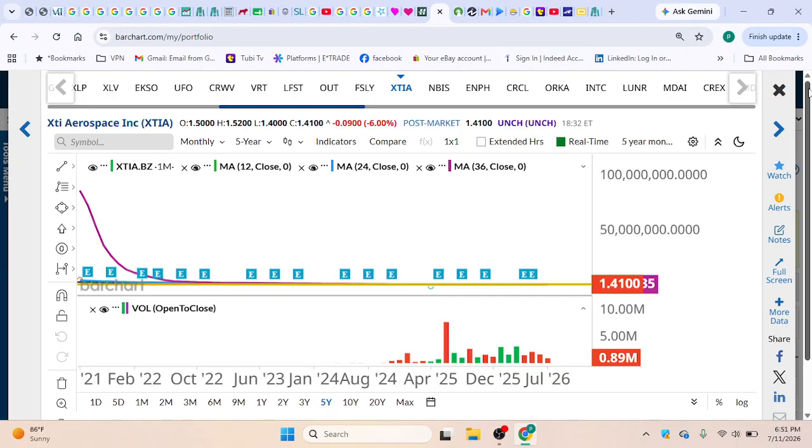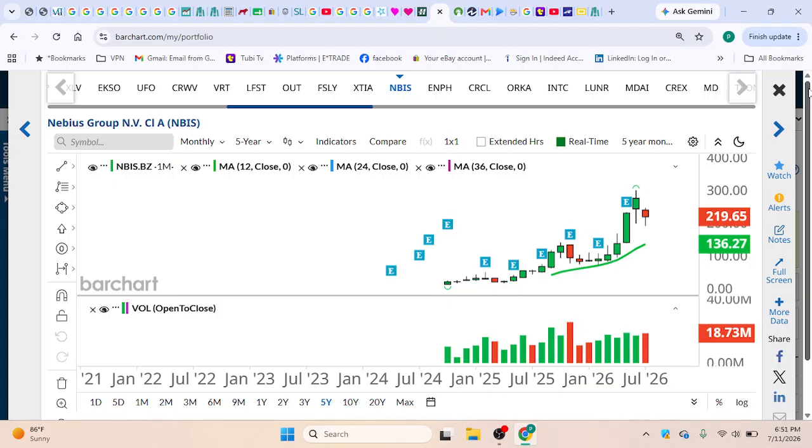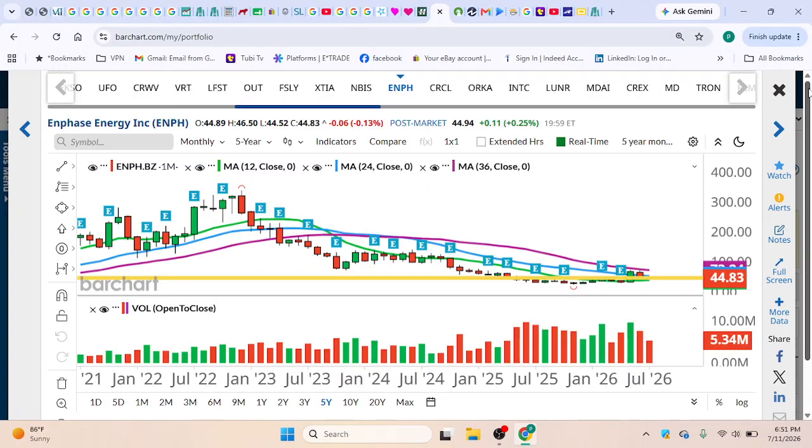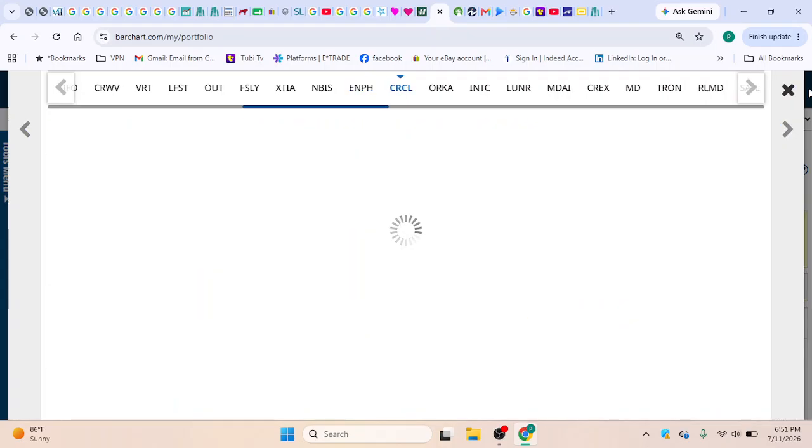This stock is not good. MBIS is a little bit extended or overbought, in my opinion, to the upside. I would wait on that. That's a watch. Enphase, bottoming pattern. I think that one stopped me out, so that's a watch.